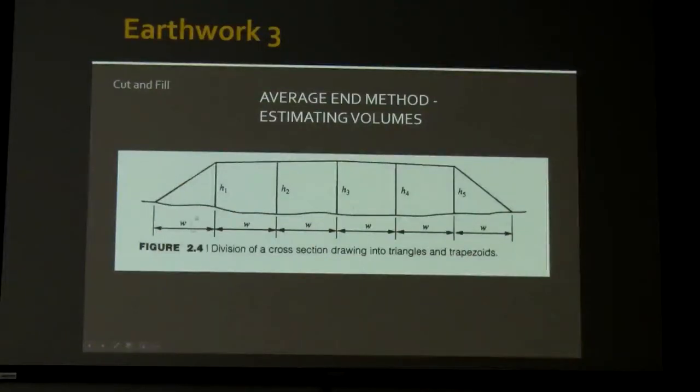Again, here we're just estimating areas. We're estimating what the cross sections would be. Here we'd have the first area, the second area, third area, fourth area, and the fifth area. Actually, this would be the sixth area over here.